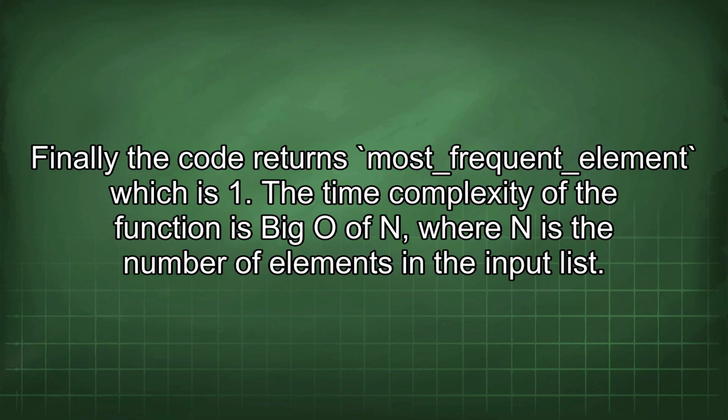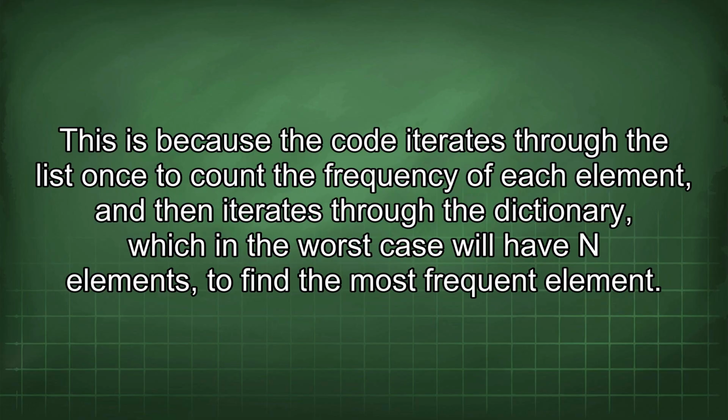The time complexity of the function is O(n), where n is the number of elements in the input list. This is because the code iterates through the list once to count the frequency of each element, and then iterates through the dictionary, which in the worst case will have n elements, to find the most frequent element.